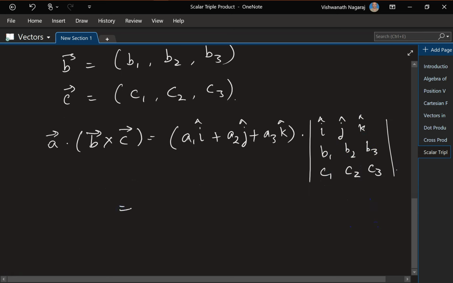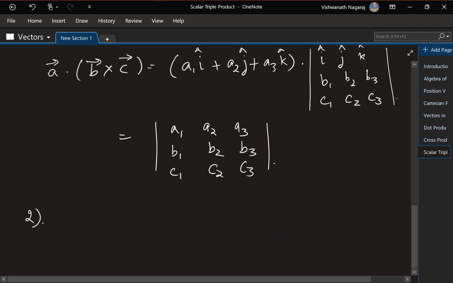So this would be equal to, if we multiply, A1, i square is 1, which means A1. Similarly, A2, j square will be 1. k square will be 1. So we get the determinant with rows A1, A2, A3, B1, B2, B3, C1, C2, C3. Okay, let's look at the second aspect.